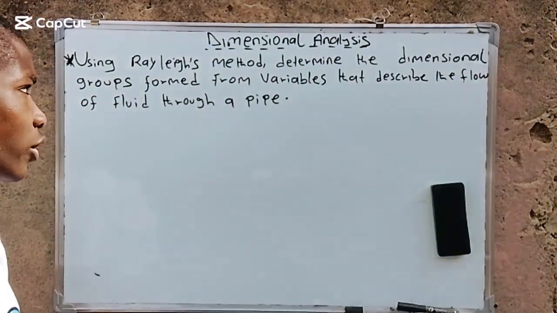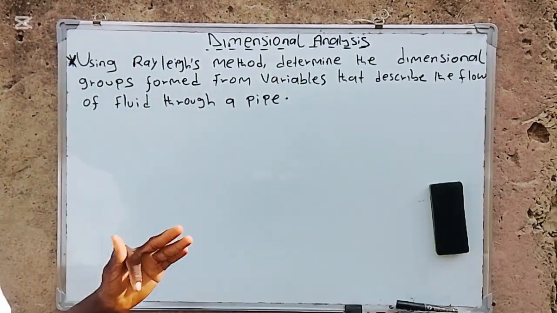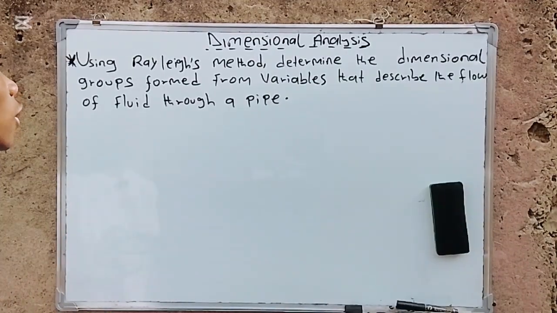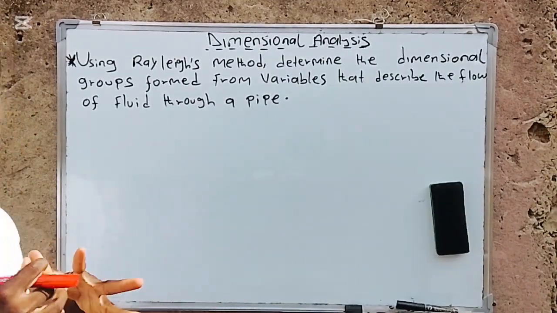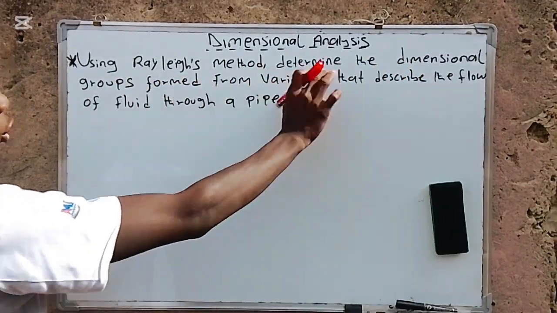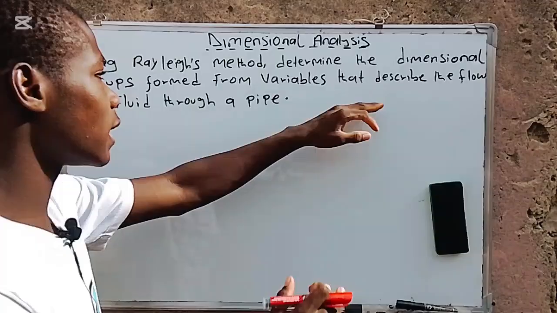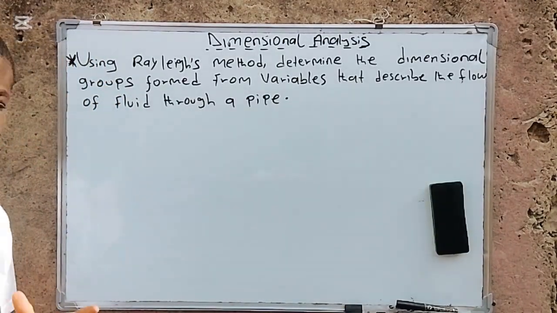Hello viewers, in this tutorial we are going to see dimensional analysis. A lot of students might find it so difficult to solve this kind of question. So, using Rayleigh's method, determine the dimensional groups from variables that describe the flow of fluid through a pipe.